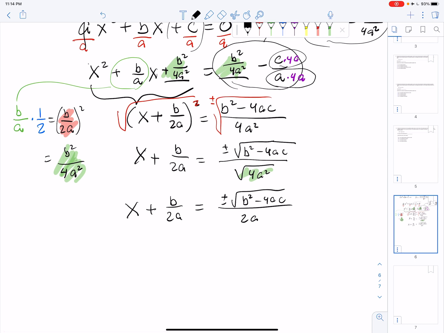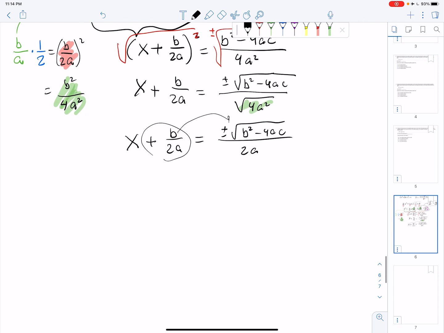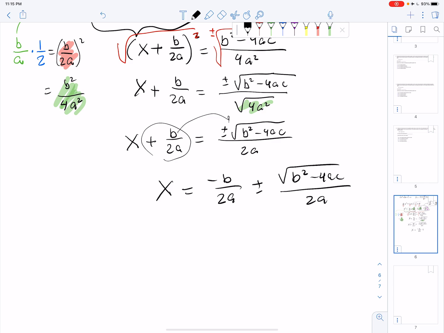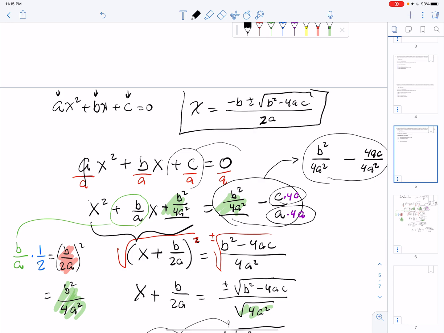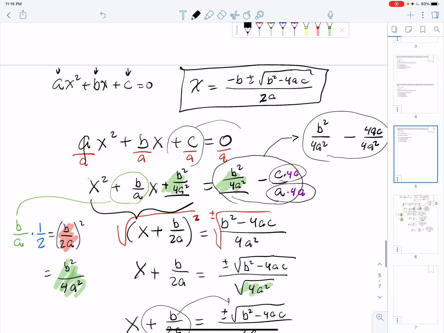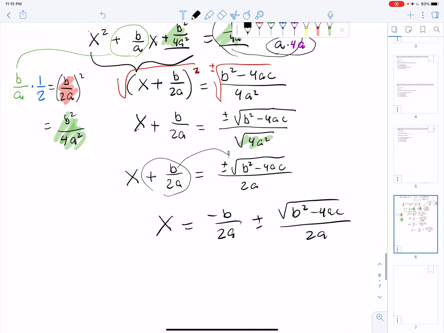So now I want to subtract this on both sides so I get it to move over to the right. When I subtract b over 2a on both sides, it disappears on the left. And now I've got negative b over 2a plus or minus the square root of b squared minus 4ac all over 2a. And you can really see where the formula is. The formula is right here, called the quadratic formula. And you can see it's starting to take shape.